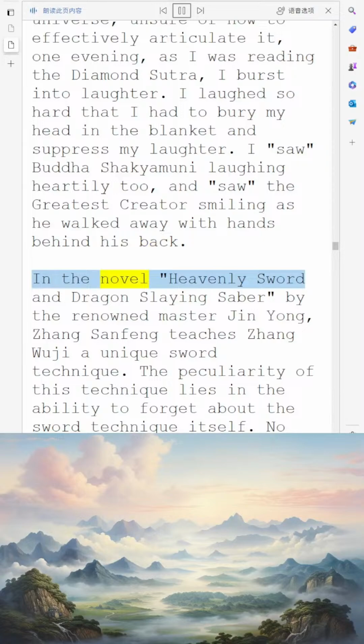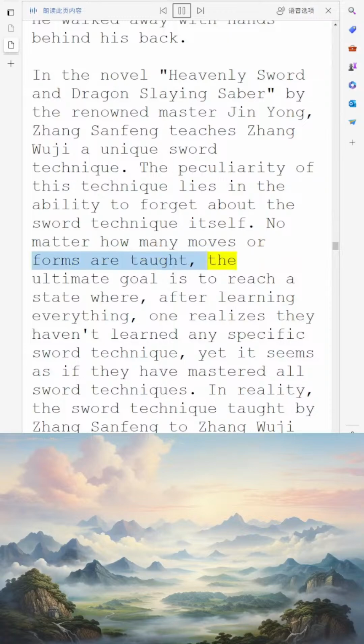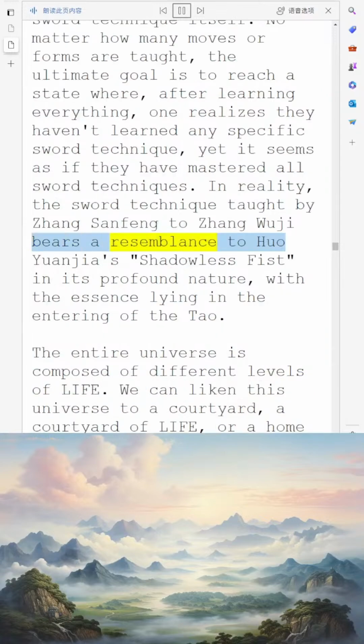In the novel Heavenly Sword and Dragon-Slaying Saber, by the renowned Master Jin, Zhang Sanfeng teaches Zhang Wuji a unique sword technique. The peculiarity of this technique lies in the ability to forget about the sword technique itself. No matter how many moves or forms are taught, the ultimate goal is to reach a state where, after learning everything, one realizes they haven't learned any specific sword technique. Yet it seems as if they have mastered all sword techniques. In reality, the sword technique taught by Zhang Sanfeng to Zhang Wuji bears a resemblance to Huo Yuanjia's shadowless fist in its profound nature, with the essence lying in the entering of the Tao.